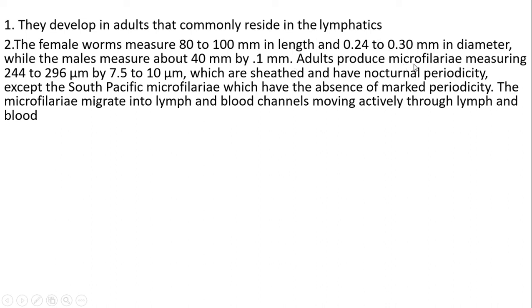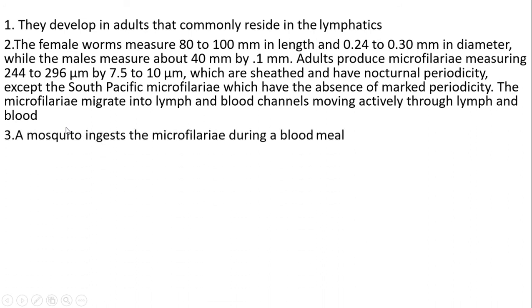Adults produce microfilariae measuring 254 to 296 micrometers by 7.5 to 10 micrometers, which are sheathed and have nocturnal periodicity, except South Pacific microfilariae, which have an absence of marked periodicity. The microfilariae migrate in the lymph and blood channels, moving actively through lymph and blood. Then, in the third step, the mosquito ingests microfilariae during a blood meal.